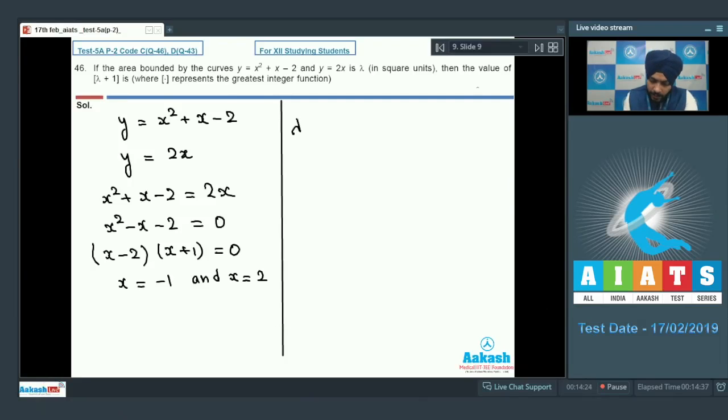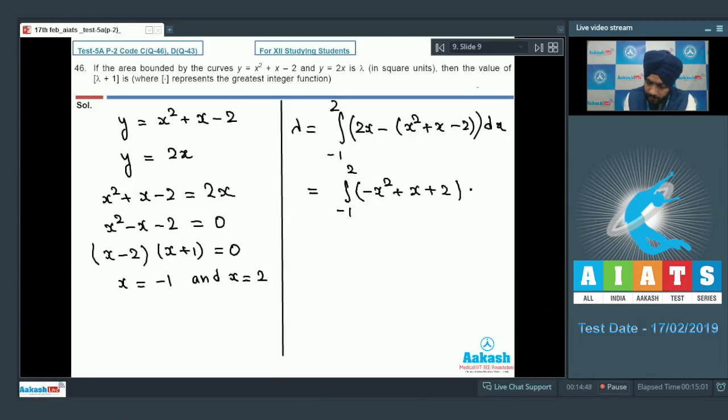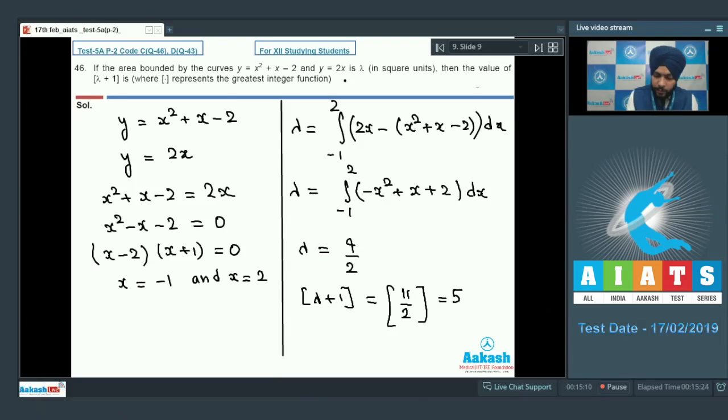Simply the area is integration minus 1 to 2. Upper curve is line, lower curve is parabola. So x minus x square plus x minus 2 dx, minus 1 to 2 minus x square plus x plus 2 dx. This value will come out to be equal to 9 by 2. So what is the greatest integer of lambda plus 1? Which is the greatest integer of 11 by 2, and that is obviously equal to 5. So the answer of this question is 5. Okay, let us move on to 47.